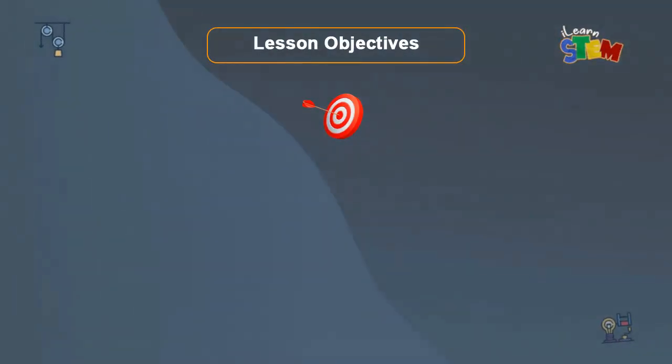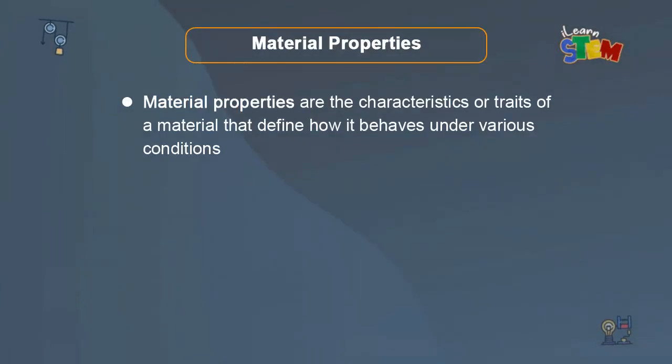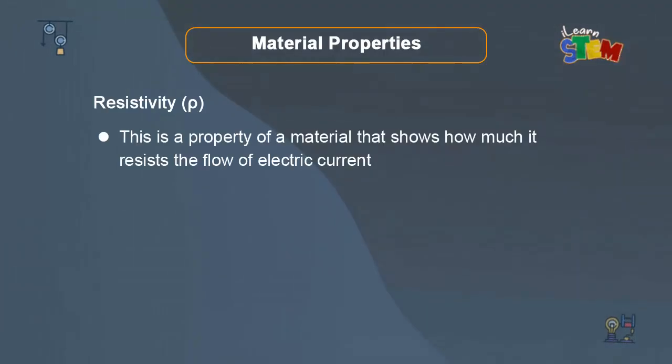The objective for today is to delve into the concept of material properties and the meter bridge. Material properties are the characteristics or traits of a material that define how it behaves under various conditions. These properties help determine how a material can be used in real-world applications like construction, electronics, manufacturing, or product design. Let's focus on resistivity and conductivity of materials in electricity.